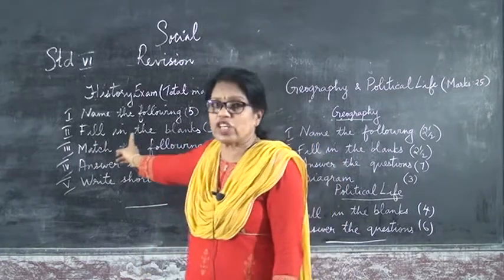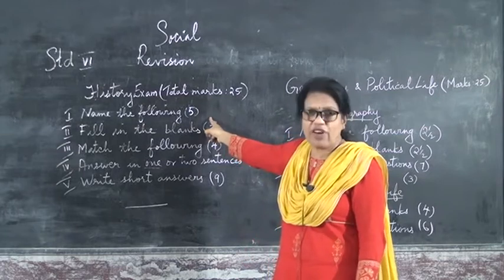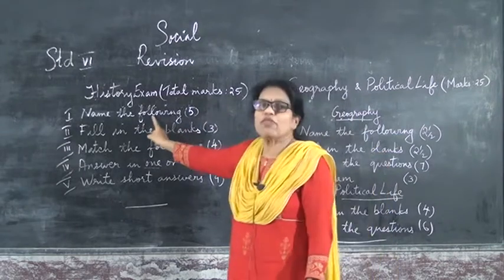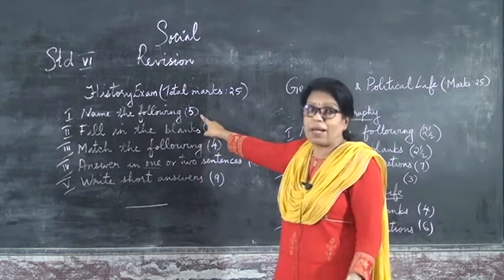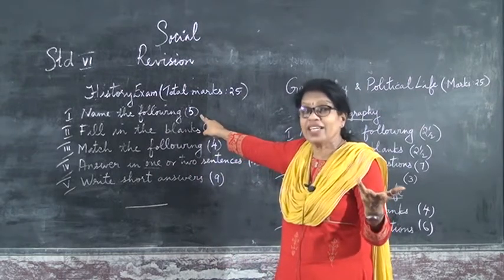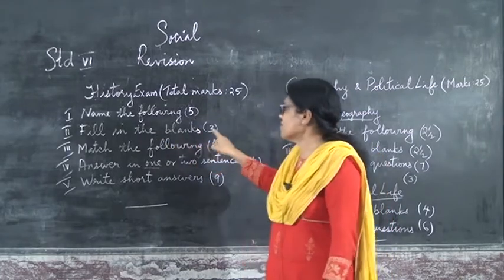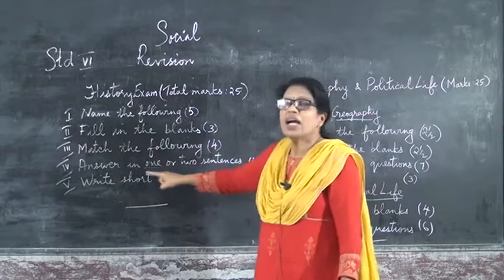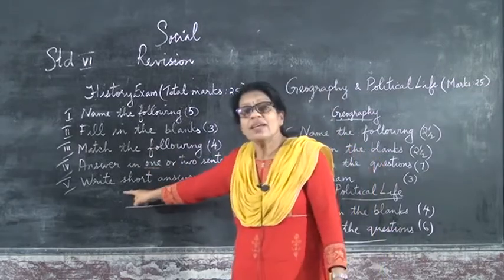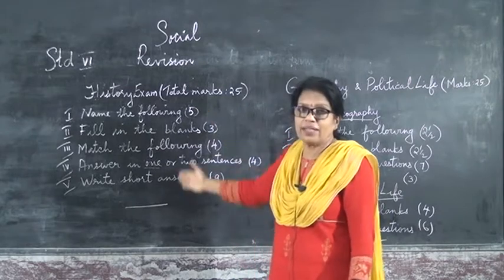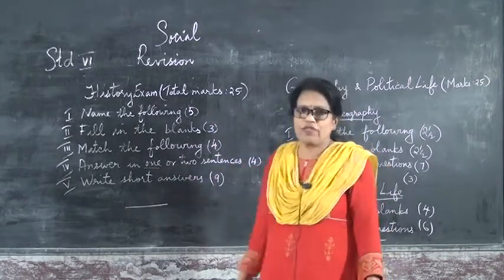First, the history question paper, total marks 25. Name the following, that I'll be asking for 5 marks. Sometimes I may ask 10, name the following, half mark each. Then fill in the blanks, match the following, answer in 1 or 2 sentences, that is one word answer, then short answers. This is the model of your history question paper, total 25 marks.